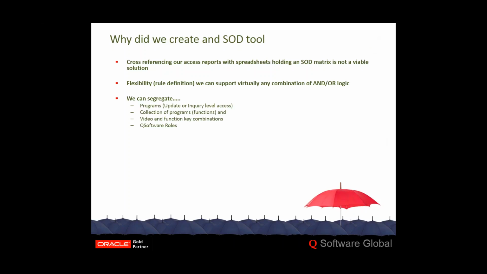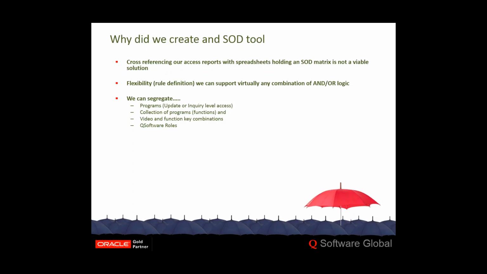We can segregate a program from another program. We can segregate collections of programs in terms of functions. So if it requires many programs to do something, we can define a function within the segregation of duties tool, and then we can segregate one function from another function, or one function from a program, or whatever else. We can also define video and function key combinations, events if you like, within the screens. And we can segregate software roles.